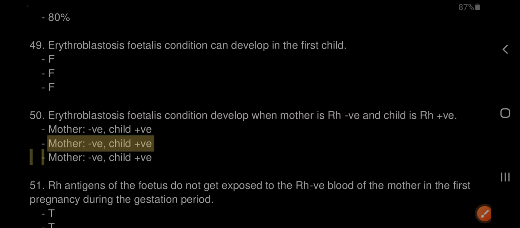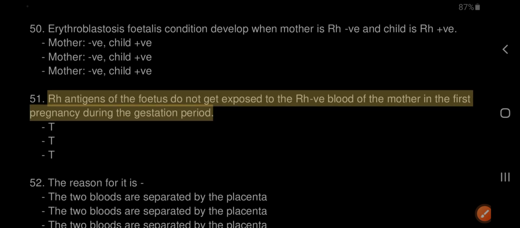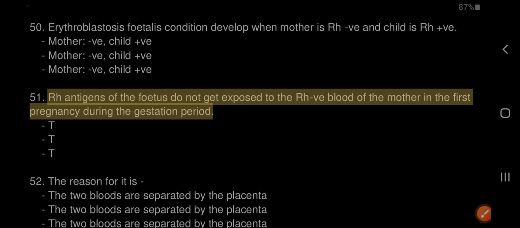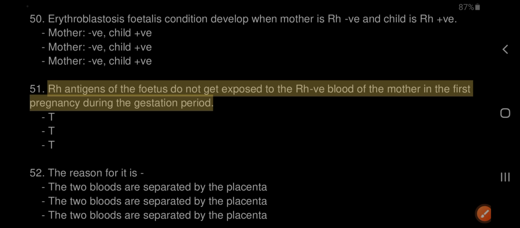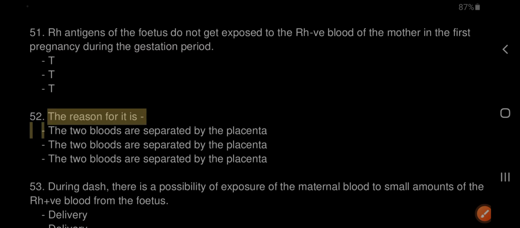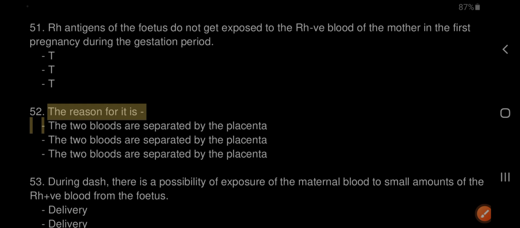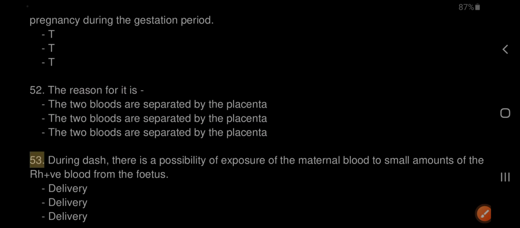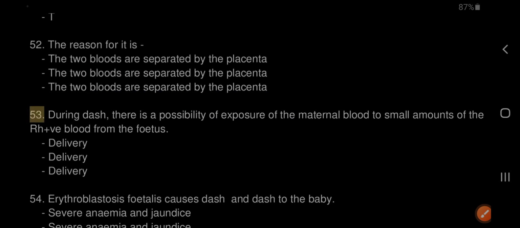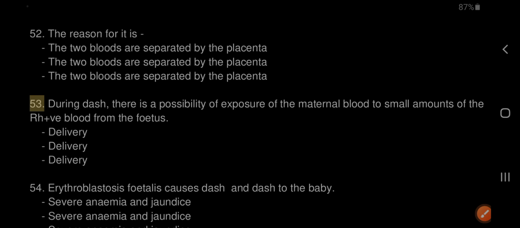51. Rh antigens of the fetus do not get exposed to the Rh negative blood of the mother in the first pregnancy during the gestation period. 52. The reason for it is the two bloods are separated by the placenta. 53. During delivery, there is a possibility of exposure of the maternal blood to small amounts of the Rh positive blood from the fetus.